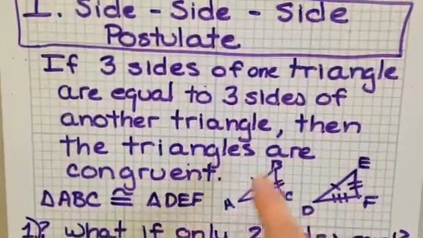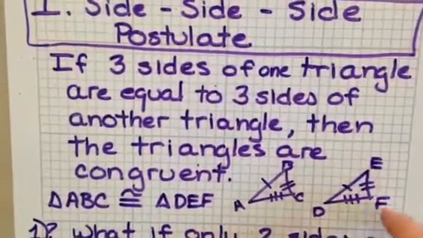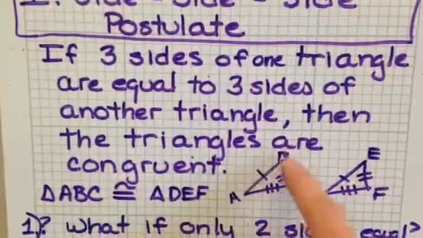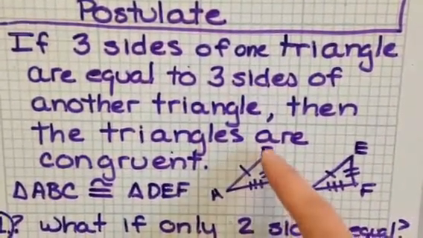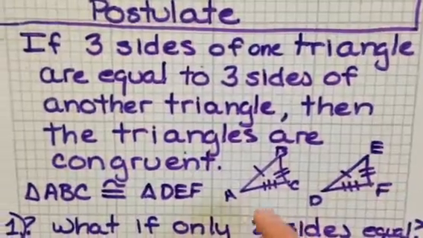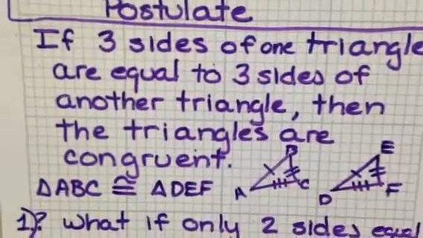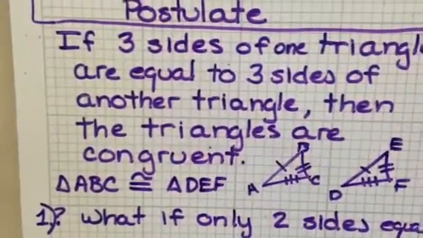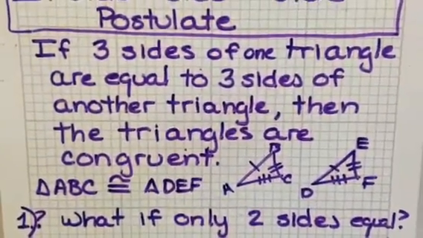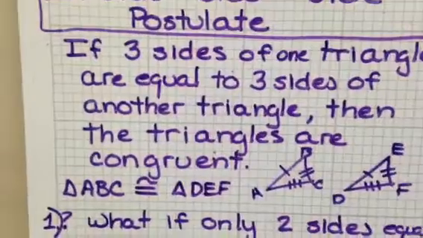So here's a triangle ABC and a triangle DEF. And ABC, the line AB, is equal in length to DF, BC is equal to EF, and AC is equal to DF. So because all three sides are equal, we can say that the two triangles are congruent.